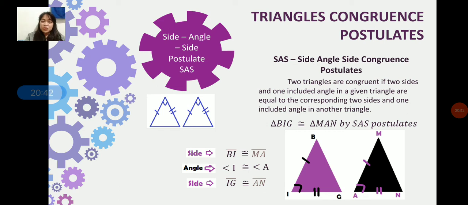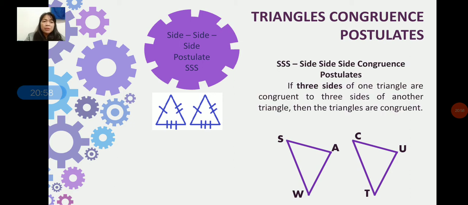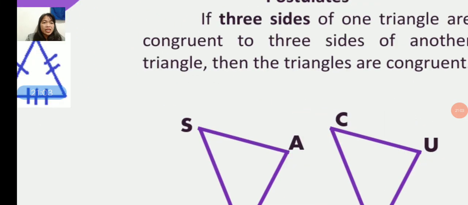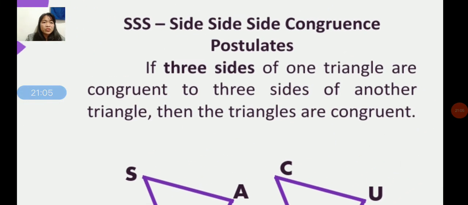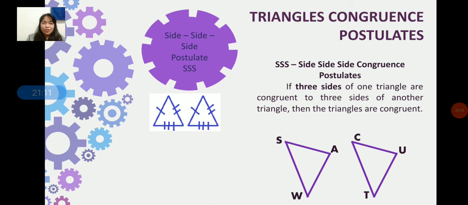Let us proceed with the second triangle congruence postulate. We have side, side, side. This will be the symbol. If you see this symbol, that means side, side, side. No angles involved. Why? Because in the side, side, side congruence postulate, if three sides of one triangle are congruent to three sides of another triangle, then the triangles are congruent.